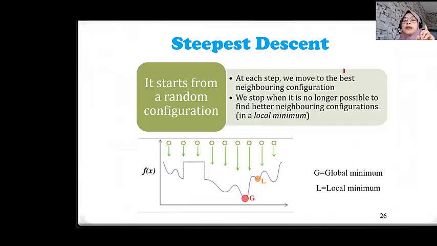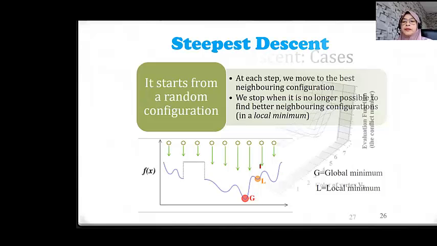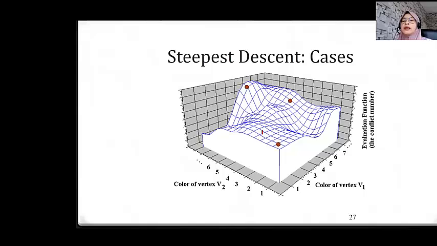Let's say the steepest descent heuristic. It starts from a random configuration. At each step, we move to the best neighboring configuration. We stop when it is no longer possible to find a better neighboring configuration. This is called a local minimum. This is the illustration of the steepest descent heuristic. G is the global minimum, L is the local minimum.